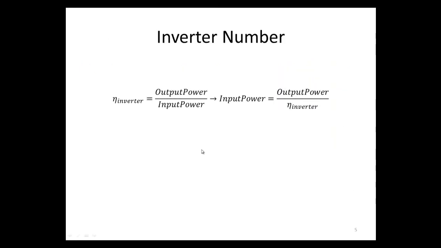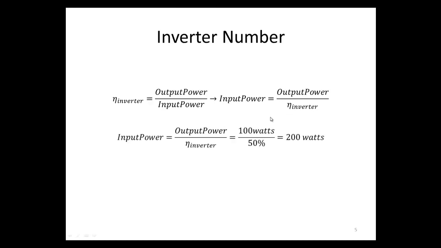So if we remember, the general efficiency equation is that the efficiency equals the output power over the input power. And since we know from the previous slides the output power of the inverter and the efficiency of the inverter, we solve for the unknown, which is input power. So input power equals output power divided by the efficiency of the inverter. Then we plug in what we knew from the first slide and solve for input power. The output power again was 100 watts and the efficiency was 50%, so we get an input of 200 watts.